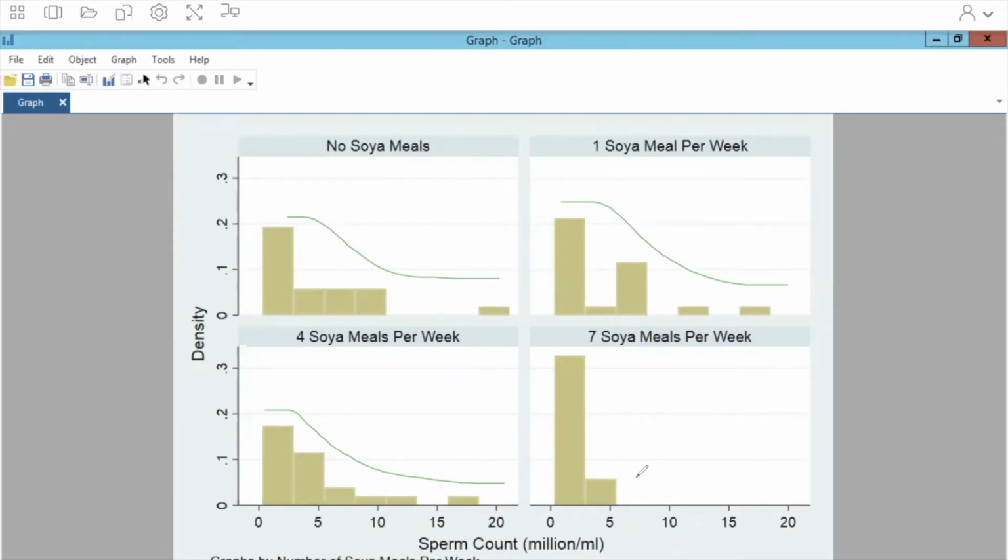But what we can confirm is that we have a much smaller range or much lower variability here compared to the other levels of our independent variable. And if you remember from the results of the t-test, the standard deviation for 7 soy meals was much smaller compared to the standard deviation for no soy meals. All right, so that's also confirmed here. So before we actually run the ANOVA, I'm going to go ahead and go through all of the assumptions of ANOVA before we move forward.